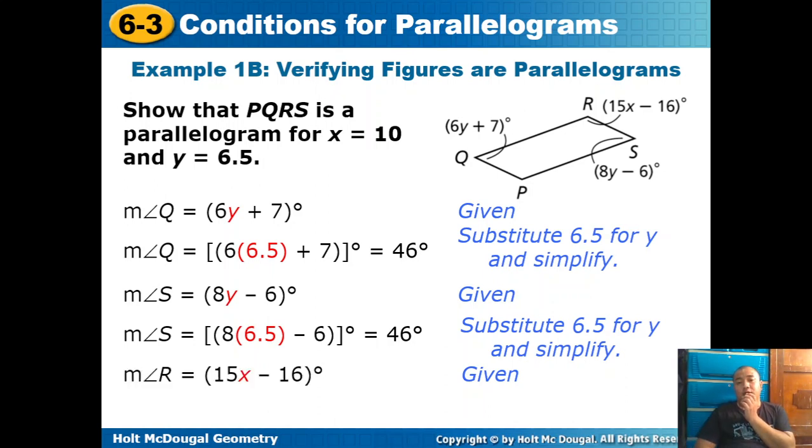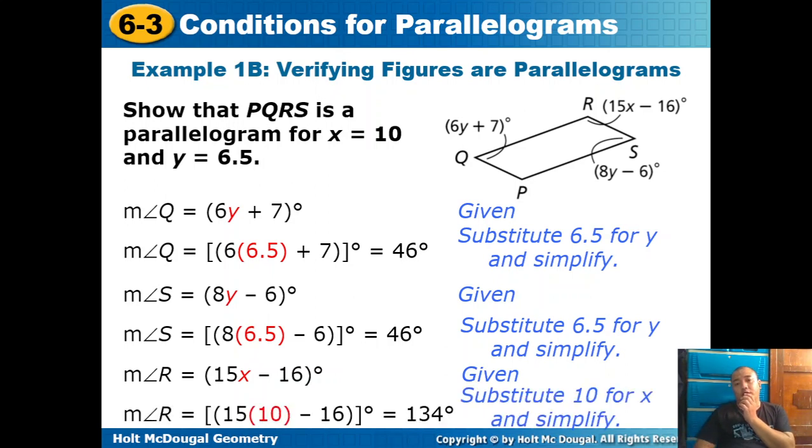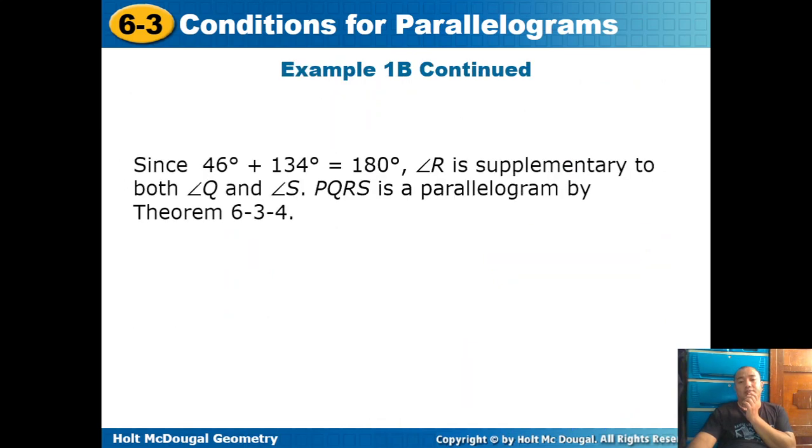Now angle R is 15x minus 16. So if x is 10, 150 minus 16 is equal to 134 degrees. Now if we add 134 and 46, it is equal to 180, it should be supplementary because consecutive angles in a parallelogram are supplementary. 134 plus 46, correct, is equal to 180 degrees. Therefore, PQRS is a parallelogram. Yes, PQRS is a parallelogram by Theorem 6-3-1.